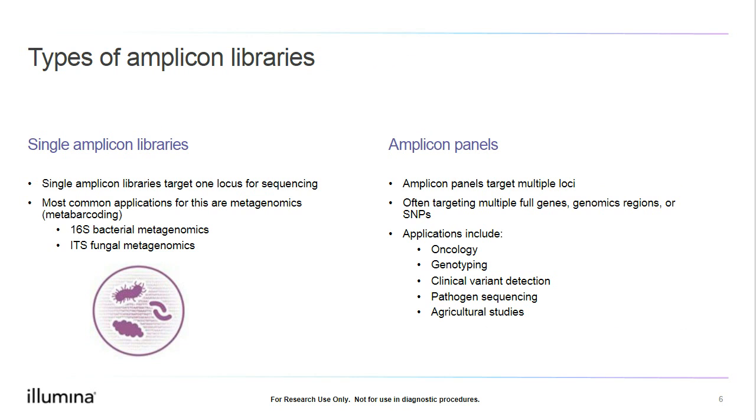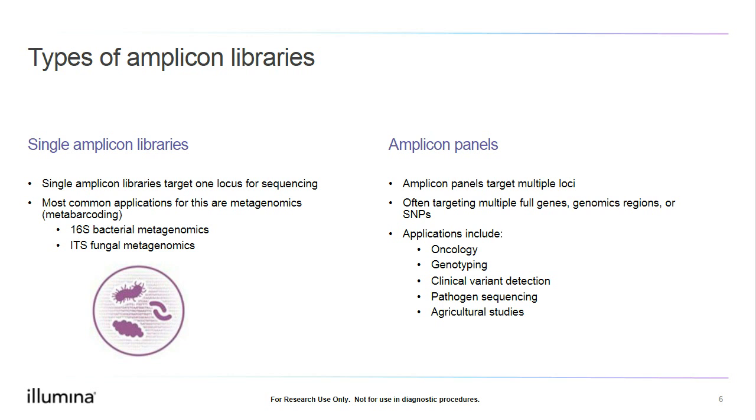There are two main approaches to Amplicon sequencing. The first is single Amplicon sequencing. This is where we target a single locus. This approach is most commonly used for metagenomic studies and can also be referred to as metabarcoding. Two applications of this are the bacterial 16S sequencing and fungal ITS sequencing.